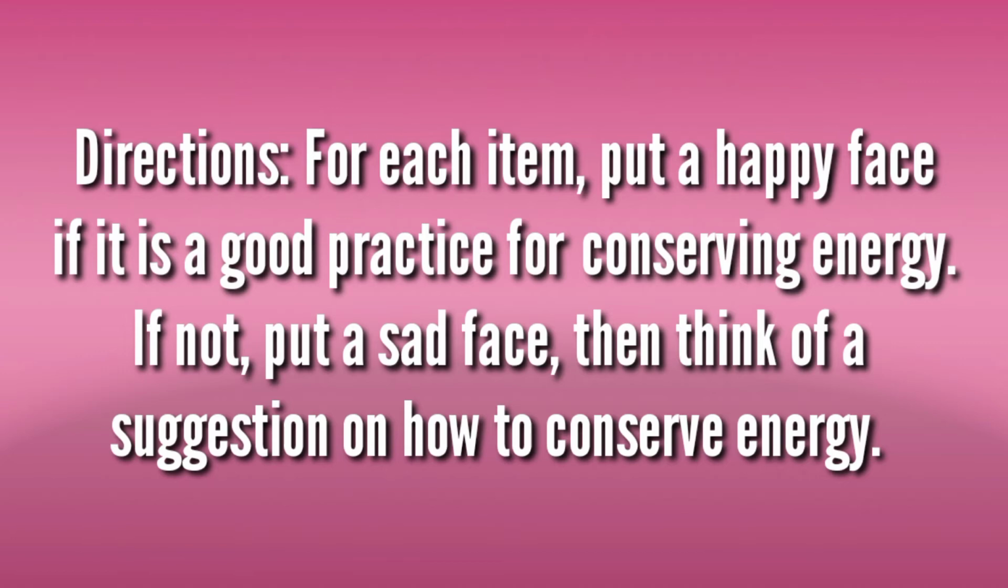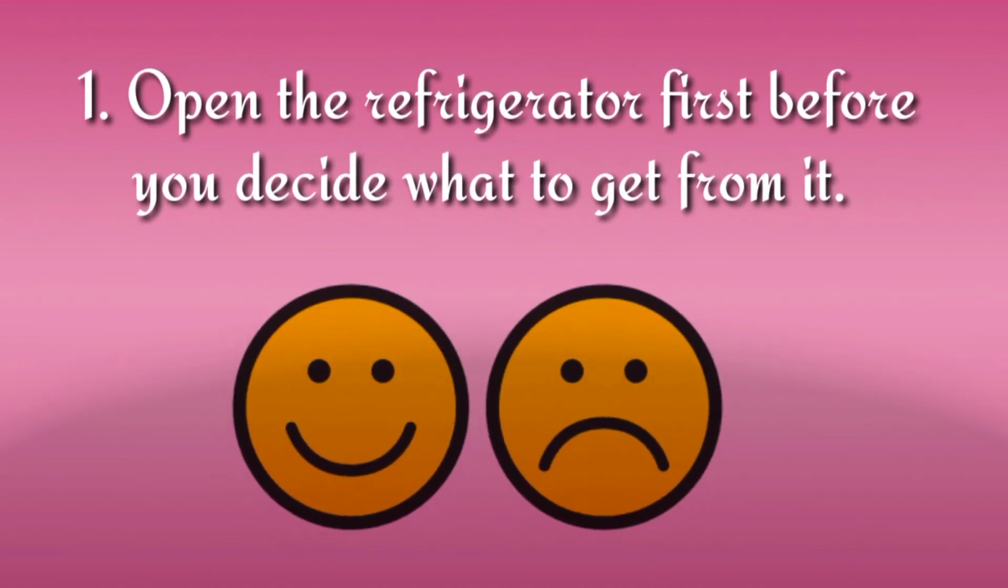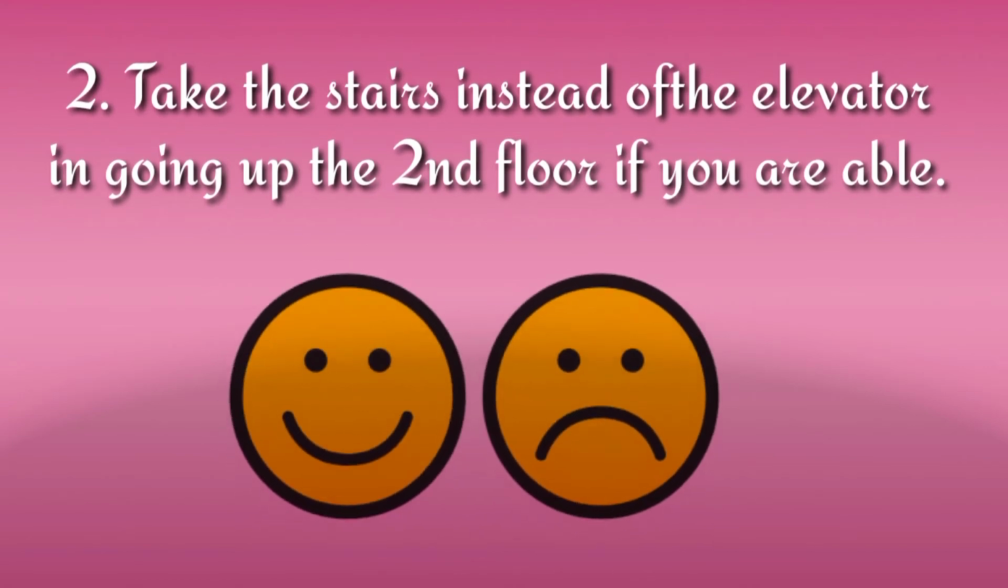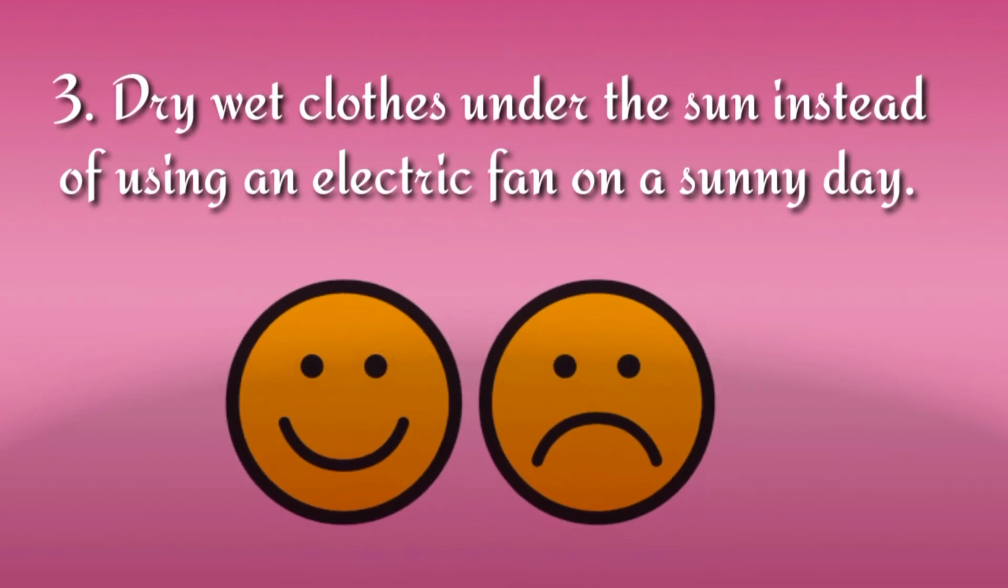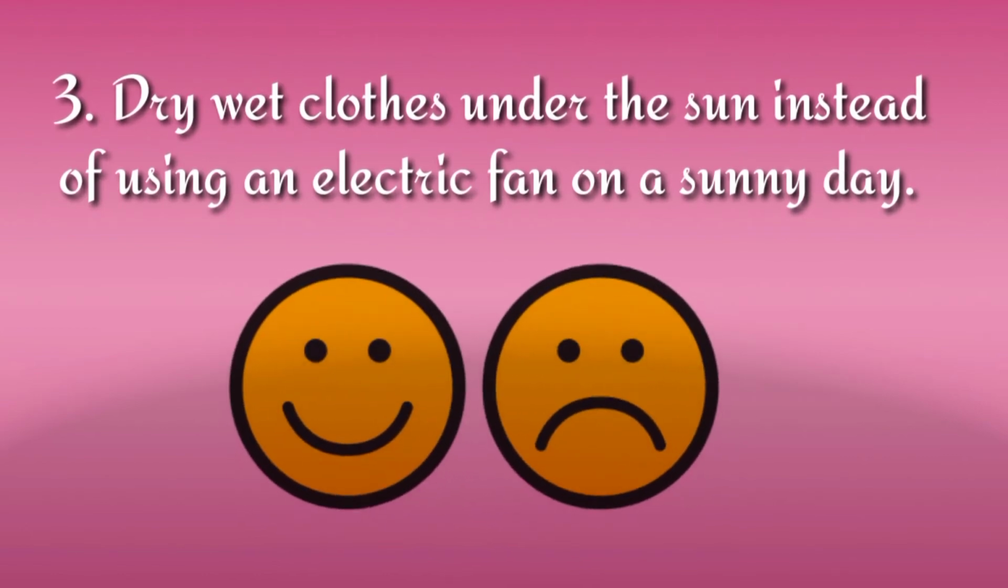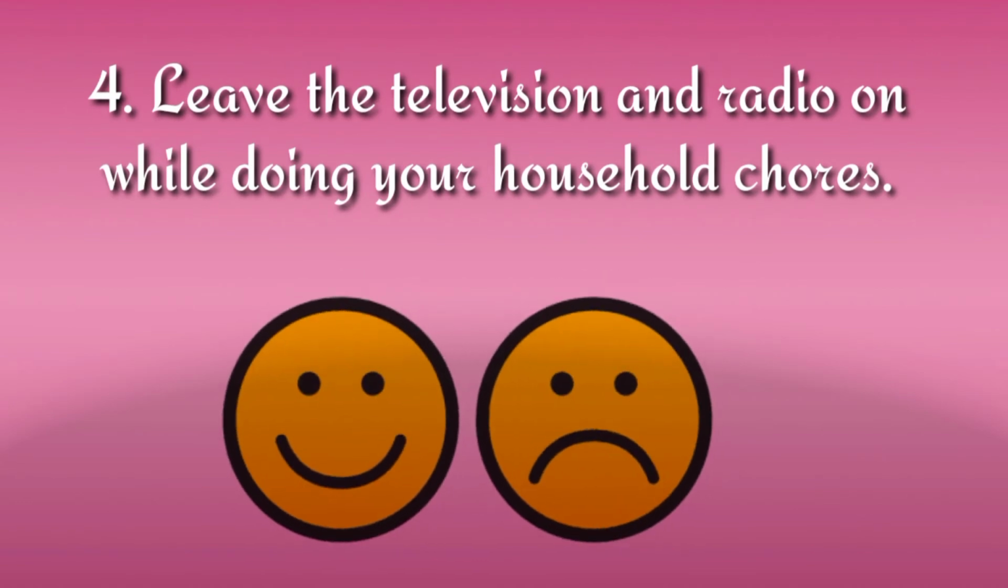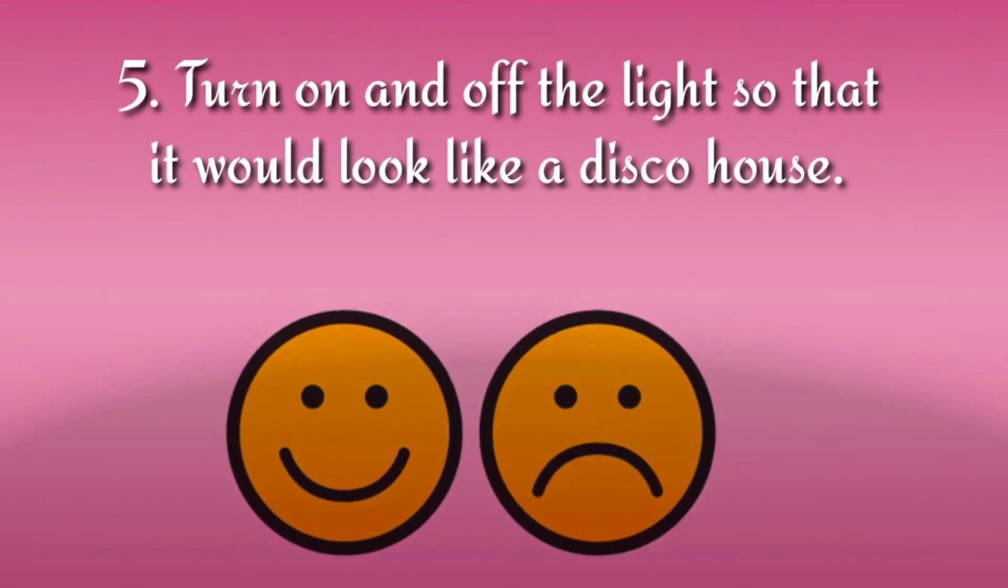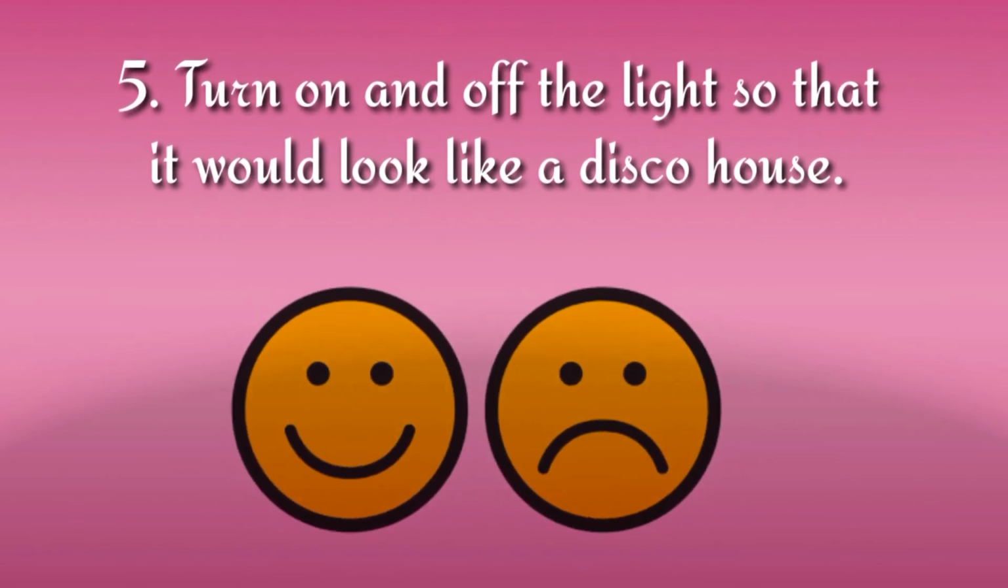Directions. For each item, put a happy face if it's a good practice for conserving energy. If not, put a sad face, then think of a suggestion on how to conserve energy. 1. Open the refrigerator first before you decide what to get from it. 2. Take the stairs instead of the elevator in going up the 2nd floor if you are able. 3. Dry wet clothes under the sun instead of using an electric fan on a sunny day. 4. Leave the television and radio on while doing your household chores. 5. Turn on and off the light so that it would look like a disco house.